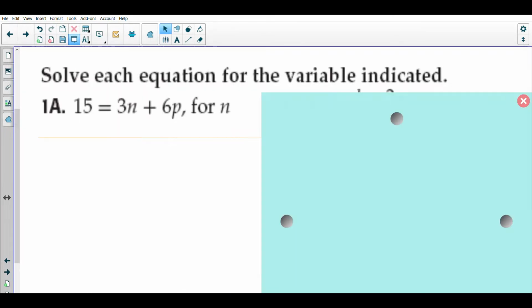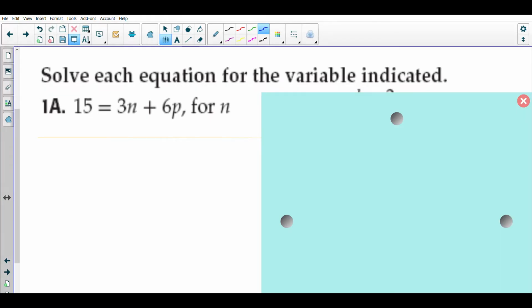Solve each equation for the variable indicated. So just like before, we've always wanted to isolate the variable, the only variable we have. Now we're just given a specific variable out of multiple variables. In this case, there are two. So we want to isolate n. So before we always said isolate the variable. Now we're going to isolate the variable we want. So we're going to isolate n.